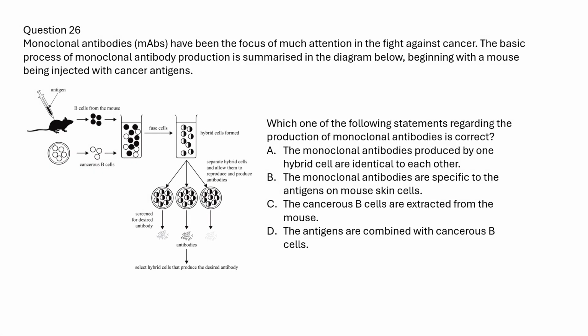The monoclonal antibodies produced by one hybridoma cell are identical to each other. All monoclonal antibodies have the same sequence and structure and recognize the same epitope of antigen.